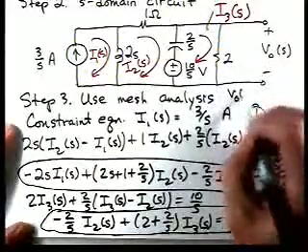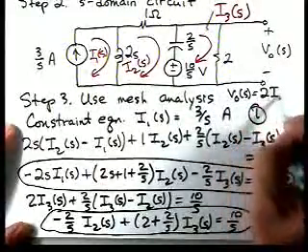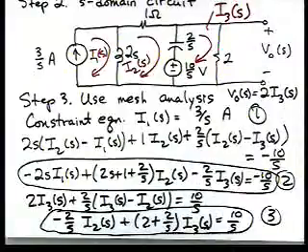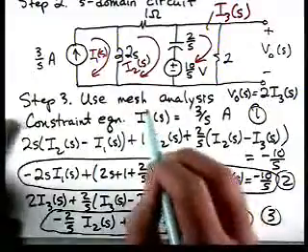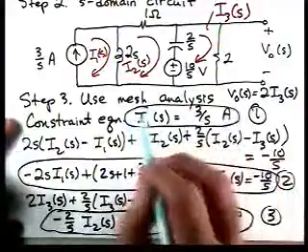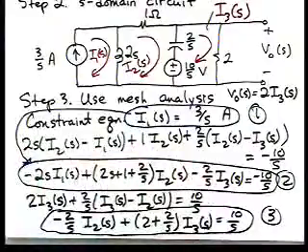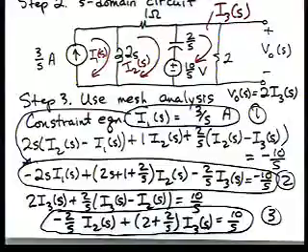Now if we look at our circuit up here, we can see that V0(s) is 2I3. So it looks like we only need to solve for I3. To start off, let's take equation 1 and substitute it into equation 2.